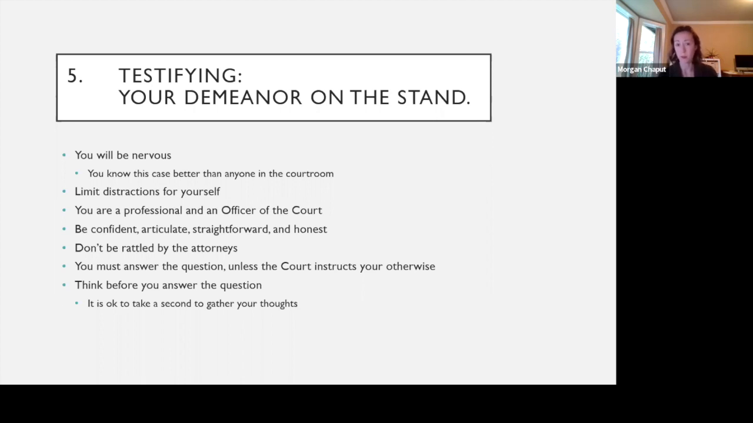You've been tasked with something very specific to do. You've been trained to do this. You've been trained in this role. And have some confidence in the work that you're doing on this particular case. Be confident, be articulate, be straightforward and honest. Try not to be rattled by the attorneys.